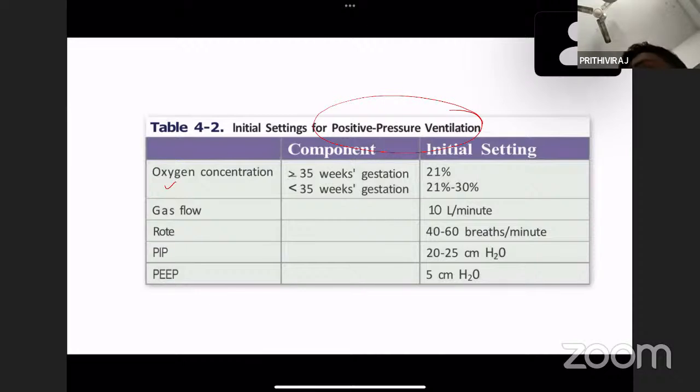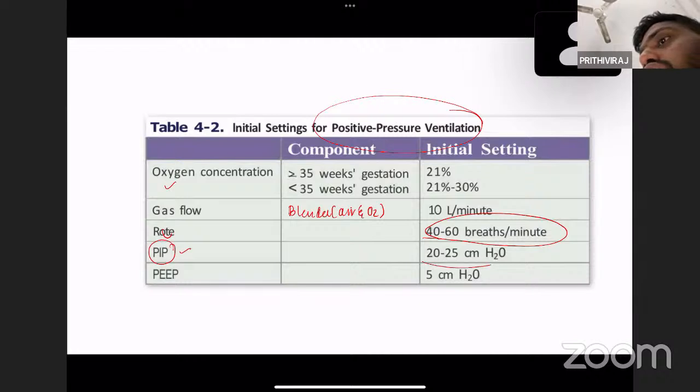Gas flow at 10 liters per minute with your blender. A blender is nothing but a device which mixes both air and oxygen. Rate should be around 40 to 60 breaths per minute. Positive inspiratory pressure should be 20 to 25 centimeters of water, and your positive end expiratory pressure should be 5 centimeters of water. This is the initial setting for positive pressure ventilation.